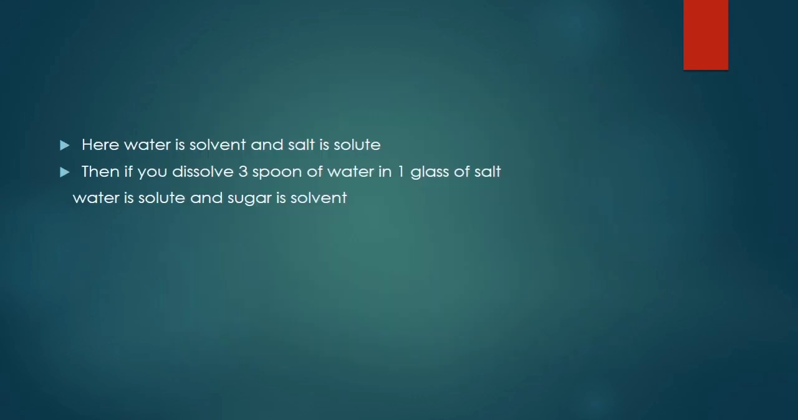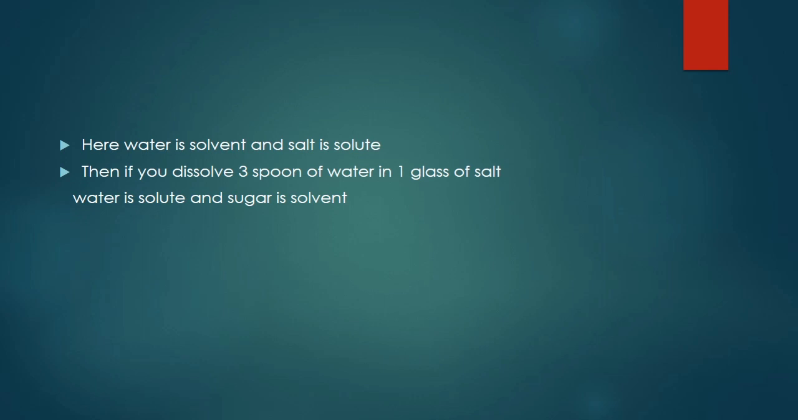Now we can take one example. If you dissolve 5 spoons of salt in 1 glass of water, but some of the salt, not sugar, salt, is still visibly at the bottom of the container. Understood? Suppose you added 5 spoons of salt in 1 glass of water. After mixing well, maybe some salt is still visible there at the bottom of the container. Okay, the undissolved salt or sugar is not part of the solution.